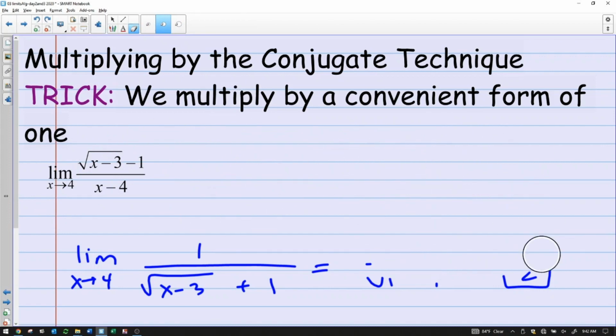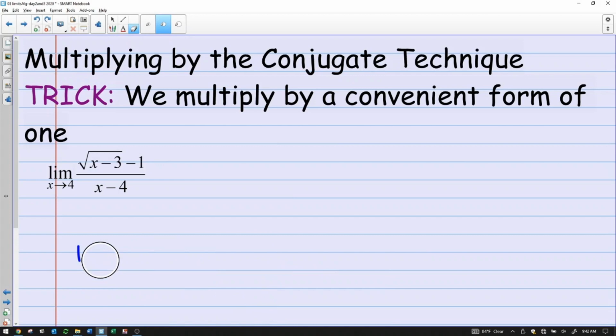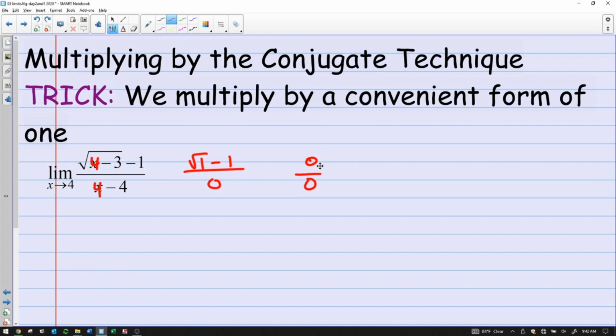So here's the typical problem of conjugate pairs. We have a square root somewhere. But guys, even if you have a square root, you always plug in first. So everybody good with that? Okay. So I'm going to plug in a 4 here. I'm going to plug in a 4 here. And so that gives me the square root of 1 minus 1 over 0. And do you see 0 over 0? Okay. So, oh, gotta do something else.